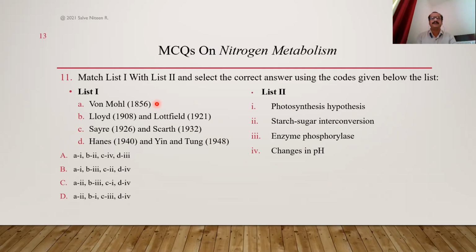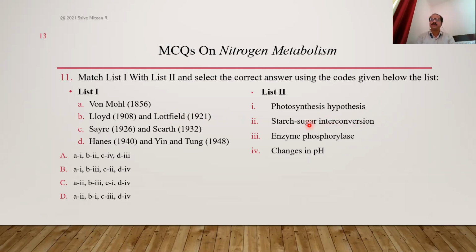That means he discovered that stomata are open during daytime because there is presence of light and there is chloroplast in the guard cell. Therefore, it photosynthesizes and produces sugar. So he gave the photosynthesis hypothesis, von Moll. Then Lloyd and Lotfield, in different years, suggested that it is not the case that sugar is present in the guard cell in the daytime and absent in the nighttime, as per von Moll. But they suggested that there is interconversion of starch and sugar.